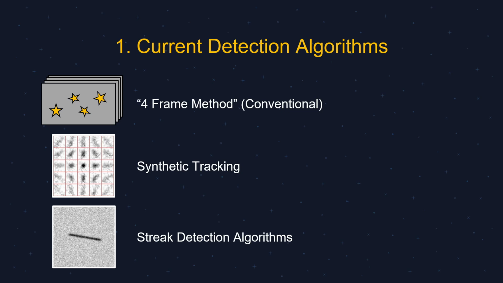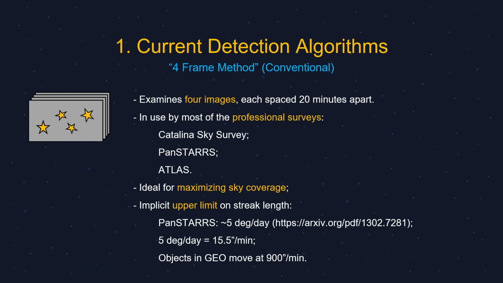of streaked objects. So the 4-frame method, which I also refer to as the conventional method, because it has been around for a relatively long amount of time and enjoyed widespread use. It operates by examining 4 images, each spaced 20 minutes apart in time. And most of the professional sky surveys like to use it because it allows them to maximize sky coverage.